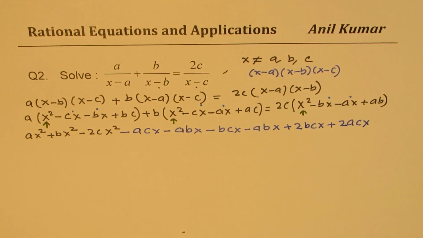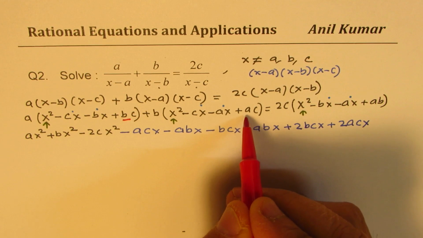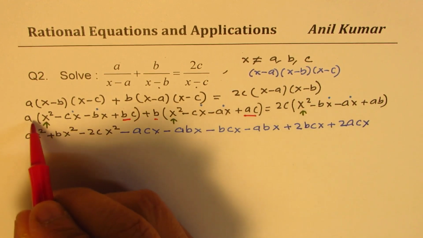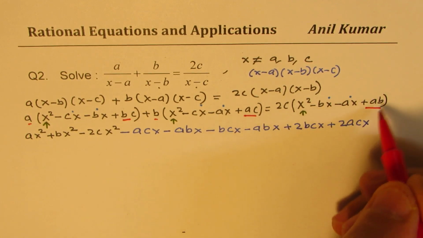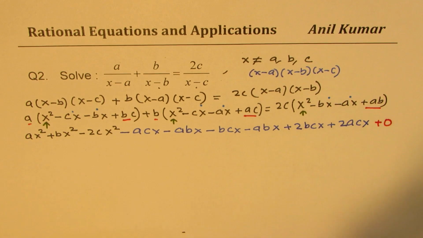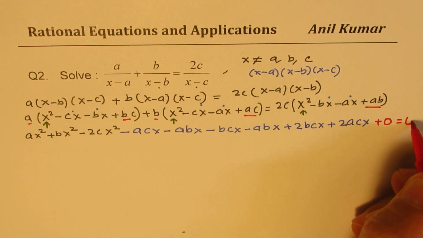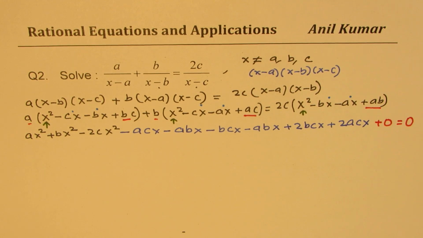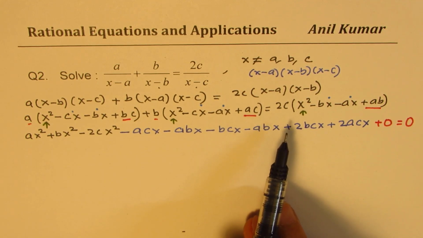Correct? Now, let us look into the constant terms. So we have a times bc is abc. Here again we get abc, right? So we got 2abc and this is 2abc. They cancel out, right? So the constant terms become 0. So all this, when you bring it to this side, is equal to 0. Does that make sense to you, right? So that is how we could actually simplify this polynomial equation, right?